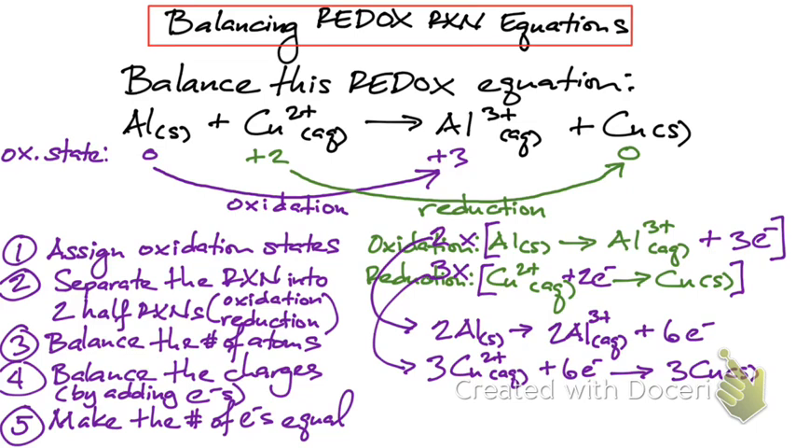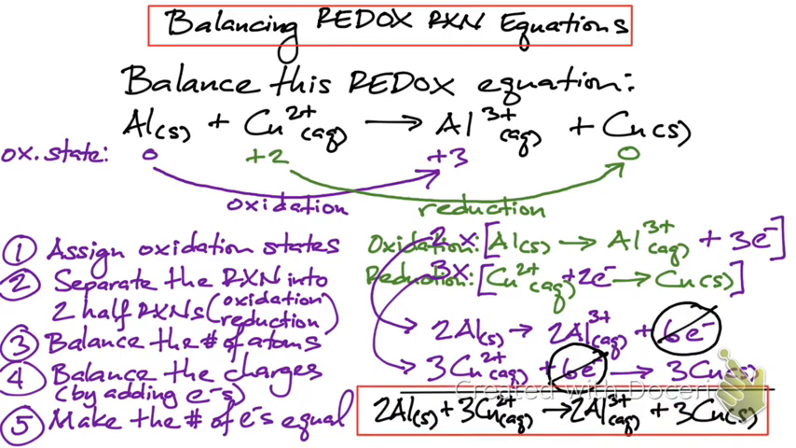Now that the number of electrons are equal, we can now add the 2 half reactions back together. Okay, so the 6 electrons will cancel, and now we have our balanced redox reaction. So we have 2 aluminum plus 3 copper ion becomes 2 aluminum ion plus 3 solid copper.